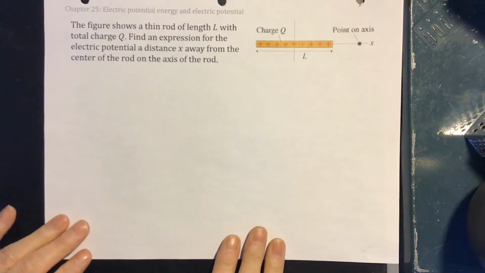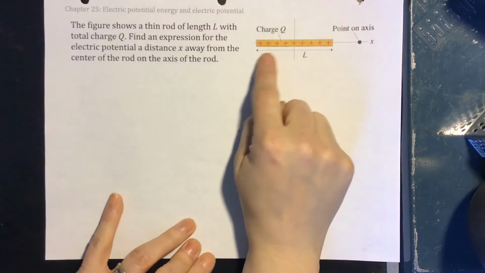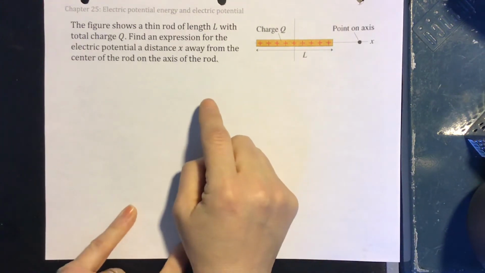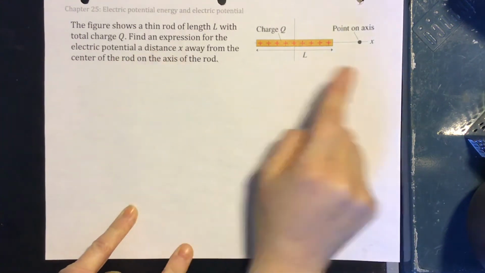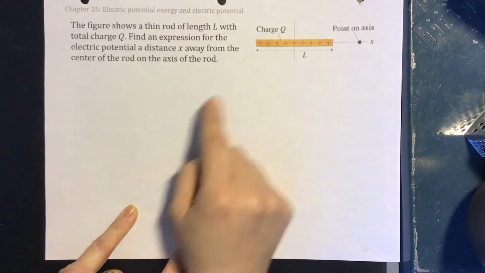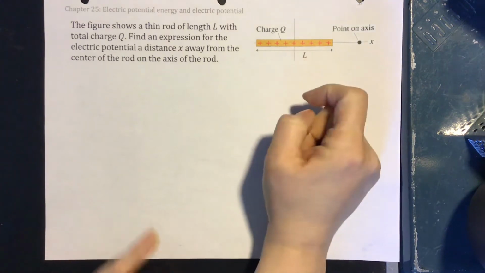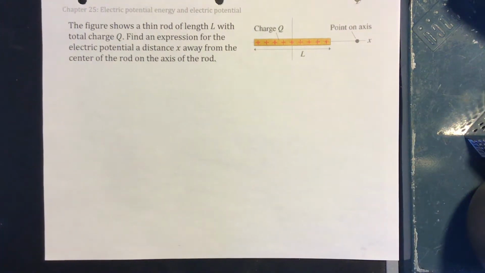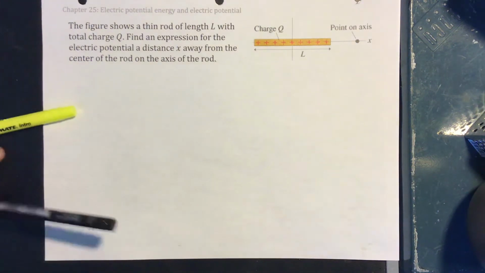A long, thin rod of charge. It has length L, net charge Q. We'd like to find an expression for the electric potential some distance x away from the origin, where the origin is right at the center of the rod. This is kind of an interesting problem because we're told where to put the origin. The origin goes at the center of the rod.